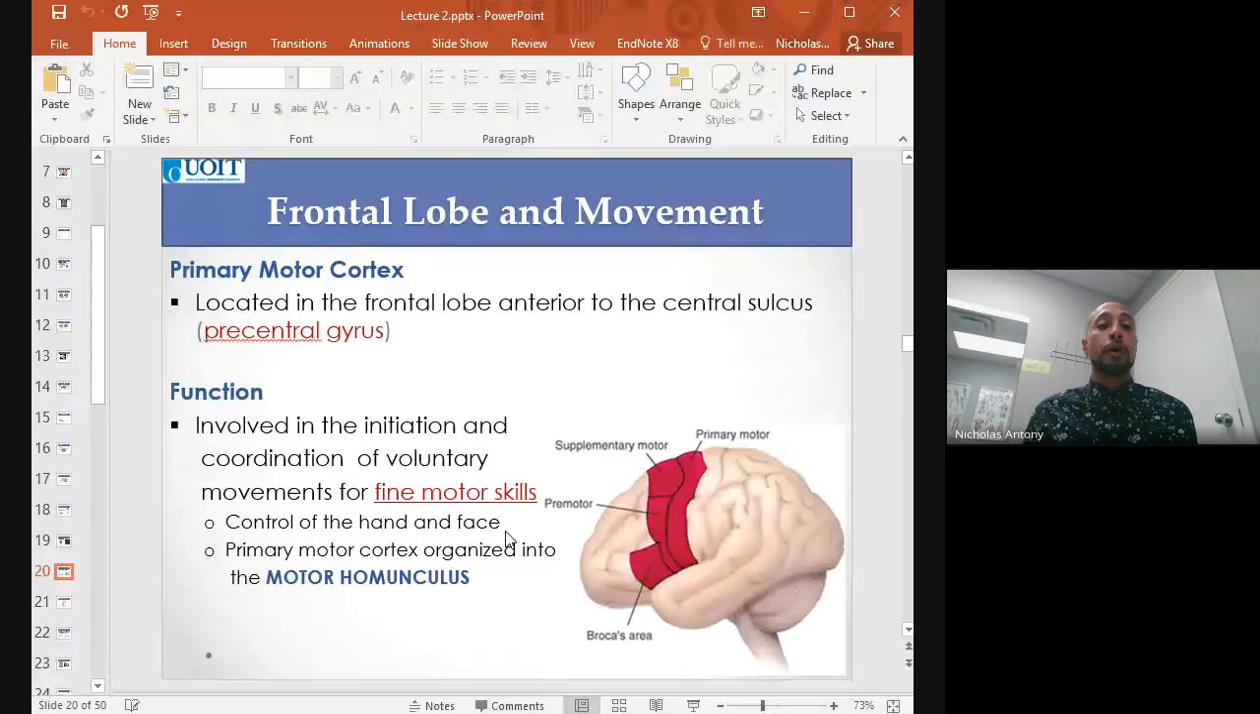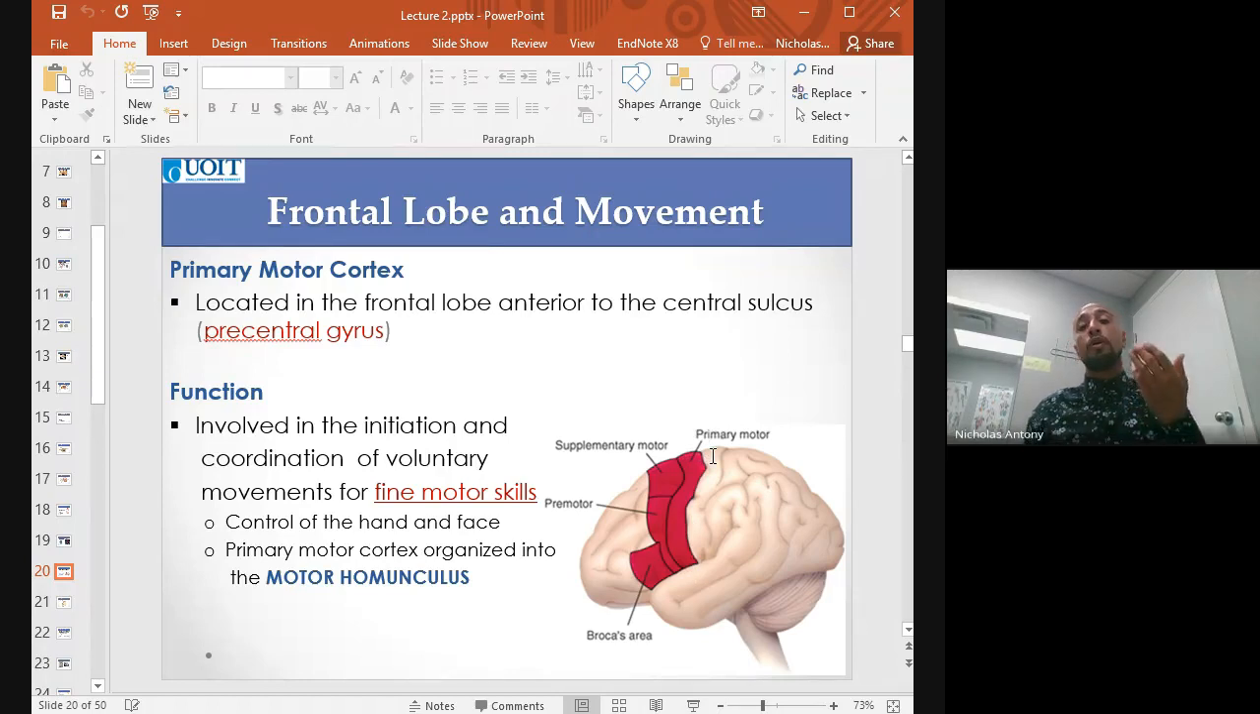So let's first talk about the primary motor cortex. It is located in the frontal lobe, anterior to the central sulcus. If you remember from the asynchronous lecture, the central sulcus runs laterally over the top of both hemispheres of the cerebrum. And so in the slide, this would be the central sulcus here.